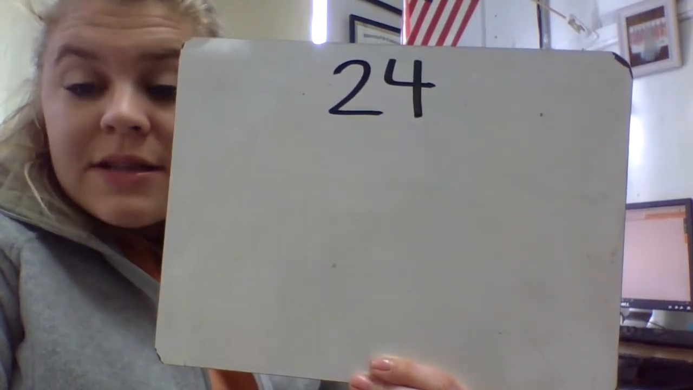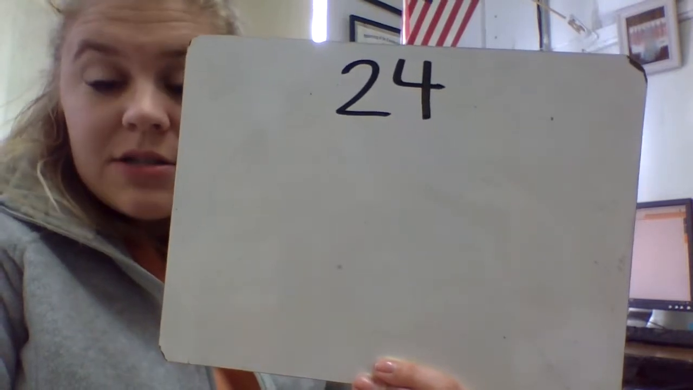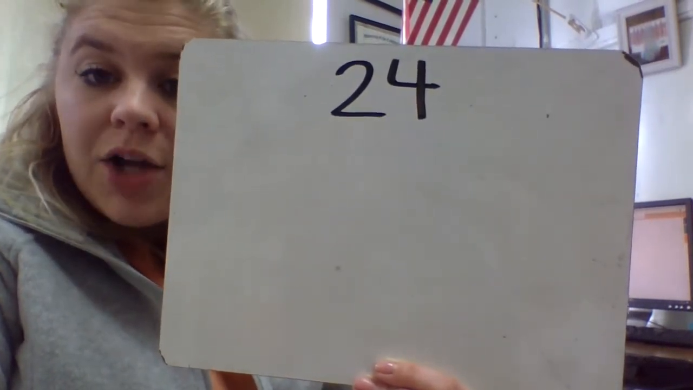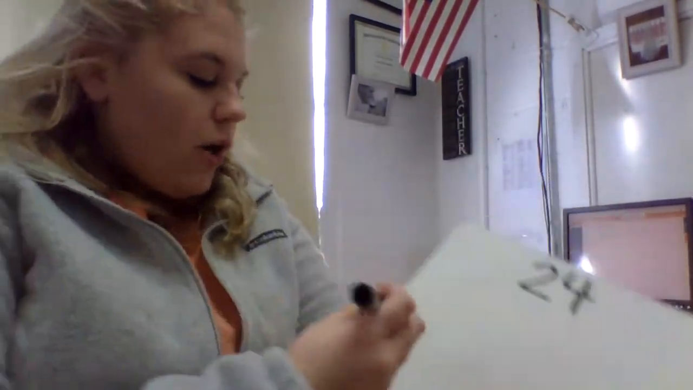I want you to pause the video and see if you can find all 4 factor pairs and all 8 factors. So go ahead and pause the video while you work and see if you can find all of those factors. Okay, so we always start out with 1 and 24, always.